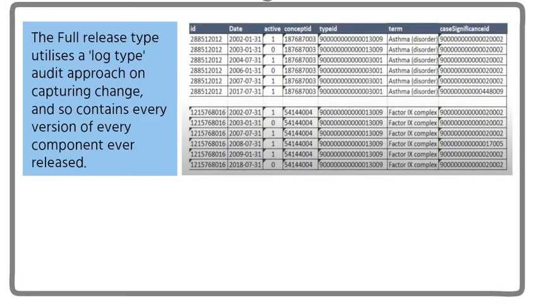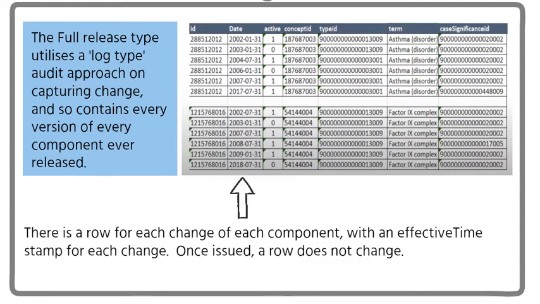The full release type utilises a log type audit approach on capturing change, and so contains every version of every component released. There is a row for each change of each component with a timestamp for each. Once issued, a row does not change.